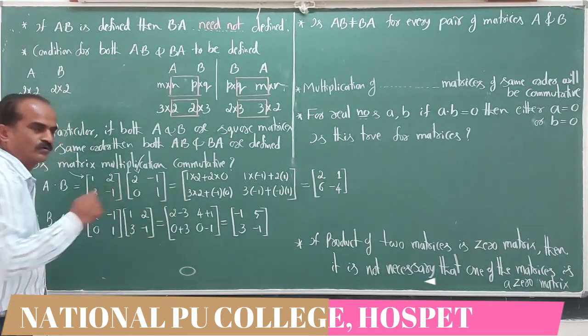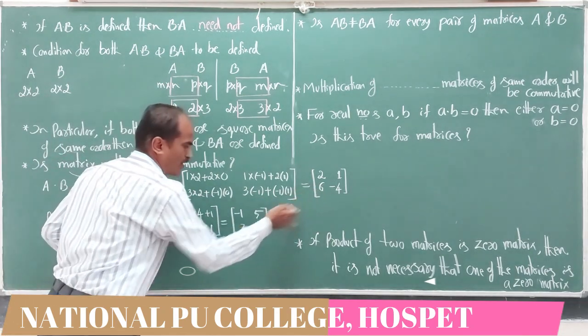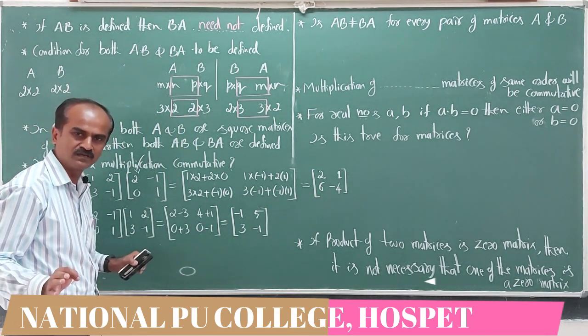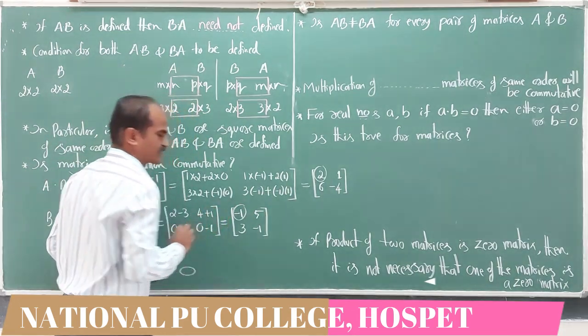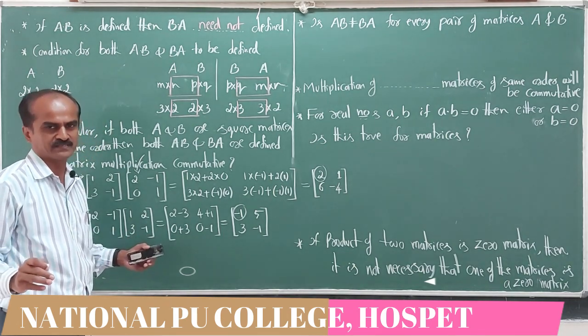Check, are they equal matrices? Definitely not. Even though orders are same, 2 by 2 matrix, their corresponding elements are not equal. Because here first element is 2, here first element is minus 1. Enough to say that they are different matrices.